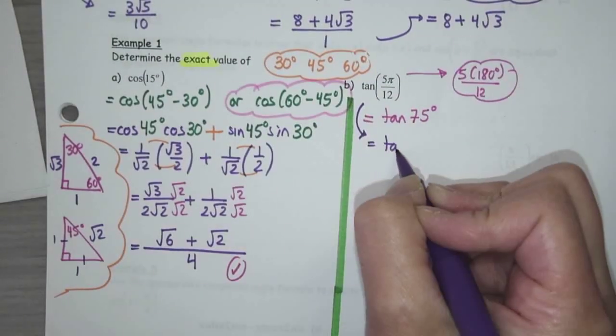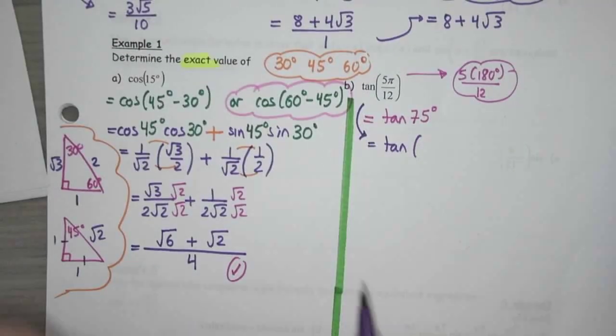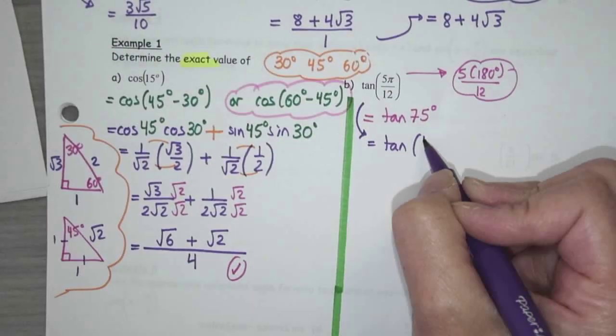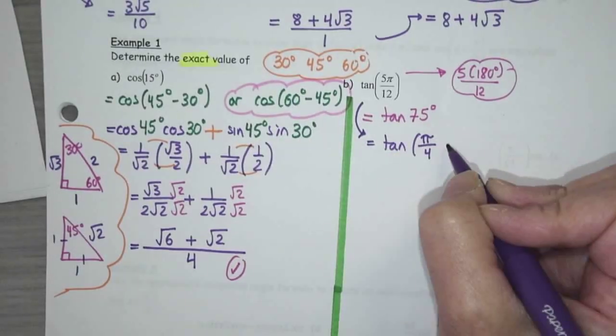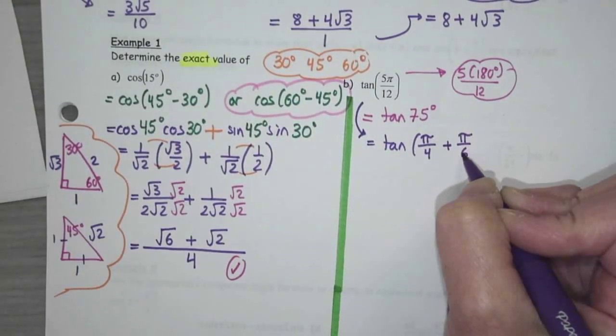Then you can go tan of 75, use my special angles, pi over 4, so 45 plus 30, so pi over 4 plus pi over 6. Good?